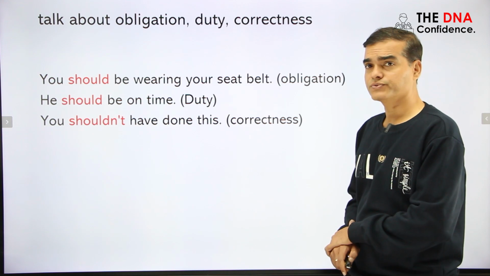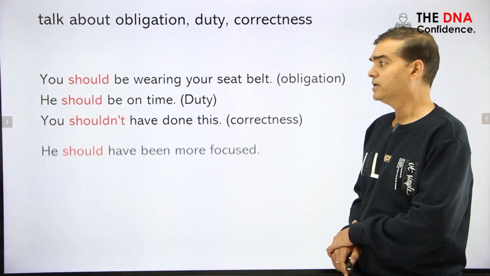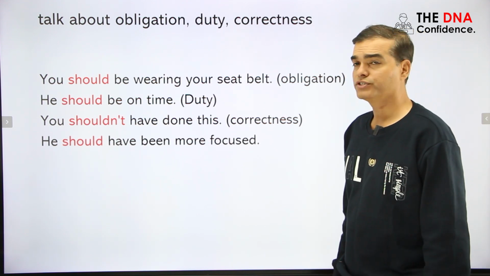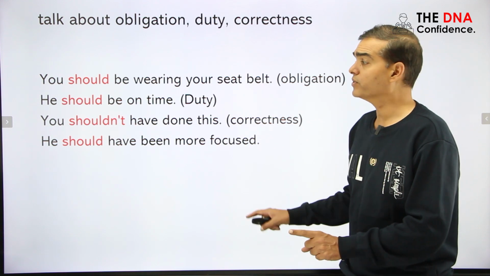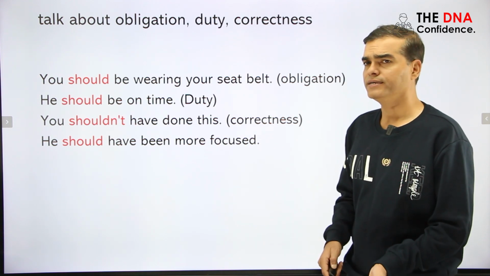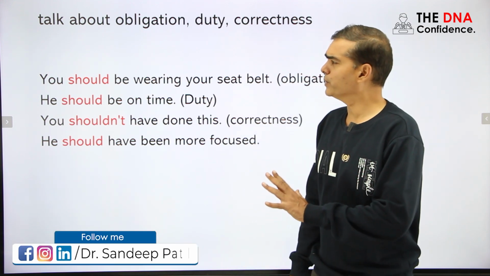Or you shouldn't have done this. It's kind of correctness. You shouldn't. Opposite to should. He should have been more focused. He should have been. Again, what is this? This is correctness. You are trying to correct someone. You can use should. Understand the situation, dear friends. Don't learn it by heart, okay?